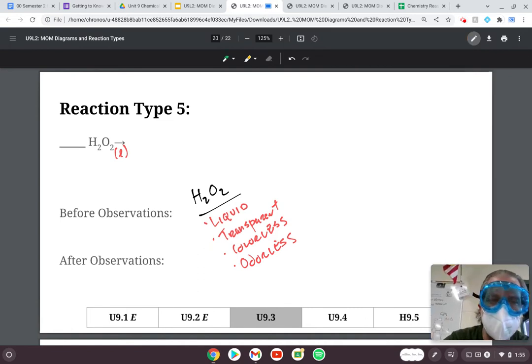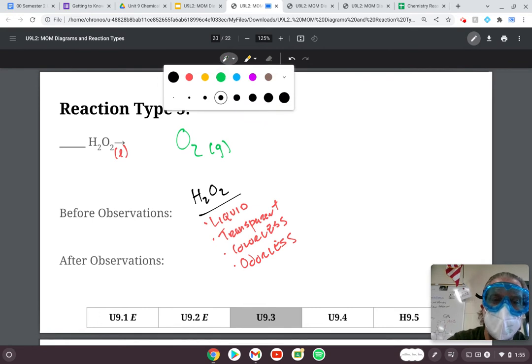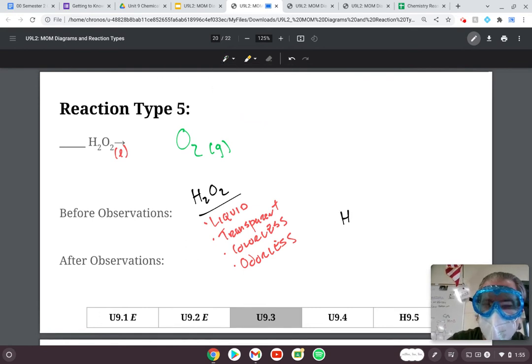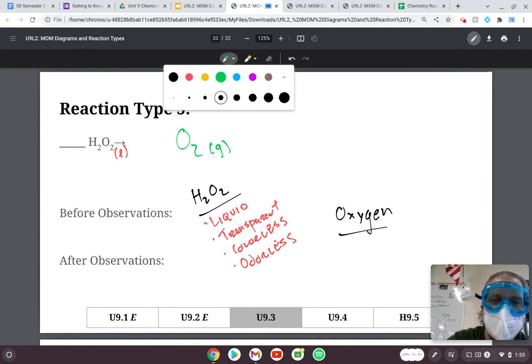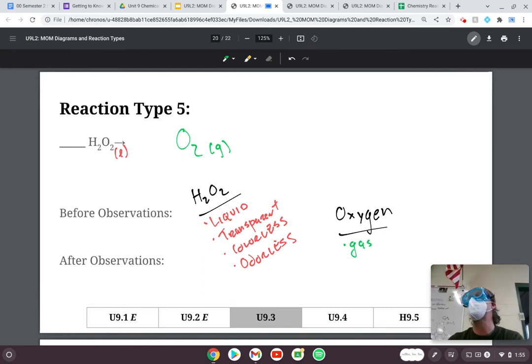As we just talked about, one of the things that was definitely produced was oxygen, and it was a gas. So at this point, in terms of products, I've got oxygen, and we've already decided that it's going to be a gas. What else can we say about oxygen in general in terms of its properties?